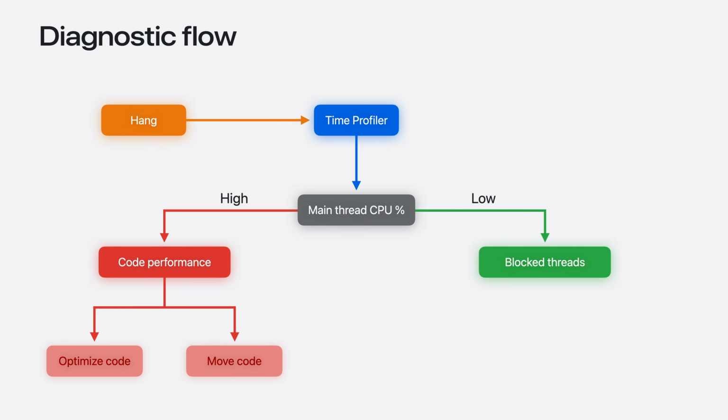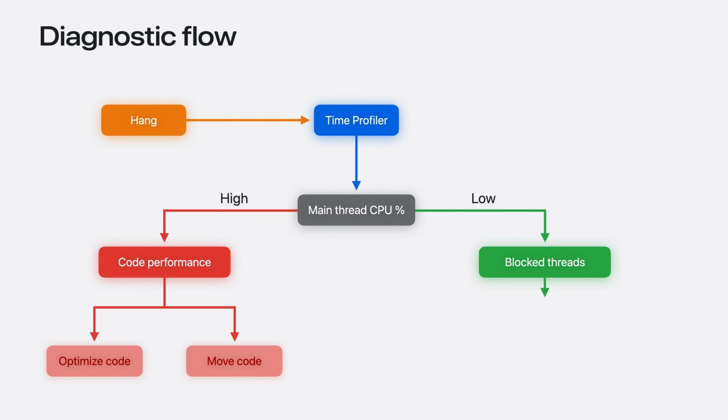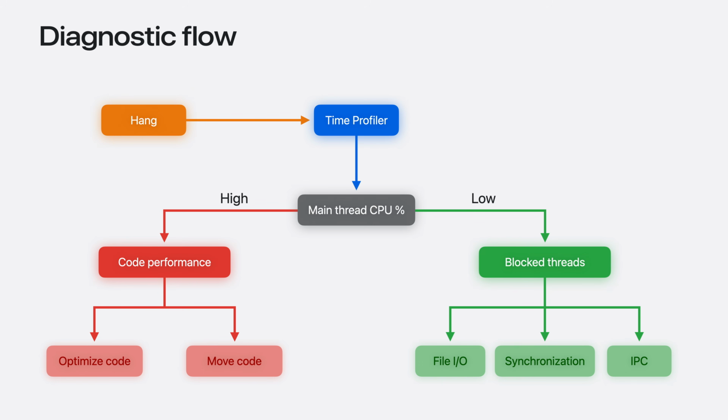This usually suggests that the main thread is stuck, waiting for a resource to free up. This block can fall into many categories, but some common ones are waiting for file I/O, waiting on a synchronization lock, or waiting for inter-process communication. Because Time Profiler only monitors active CPU cycles, it provides no visibility into these events.